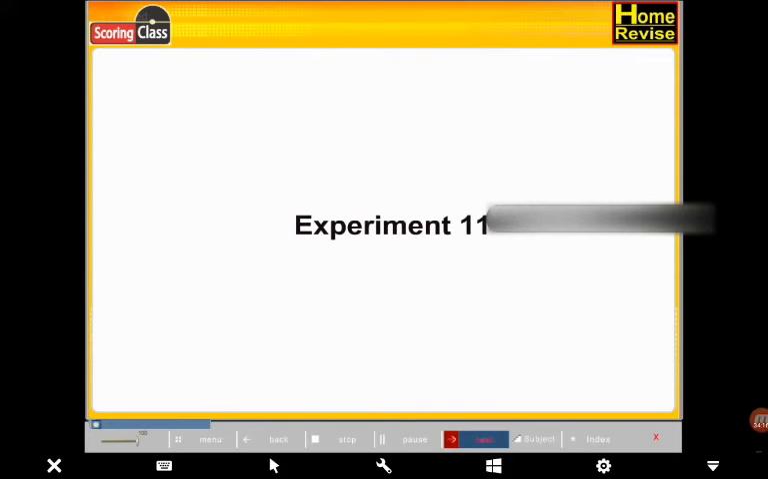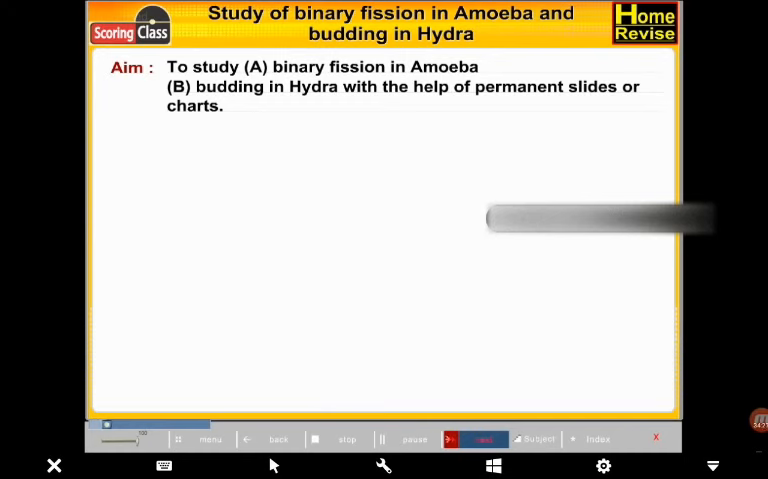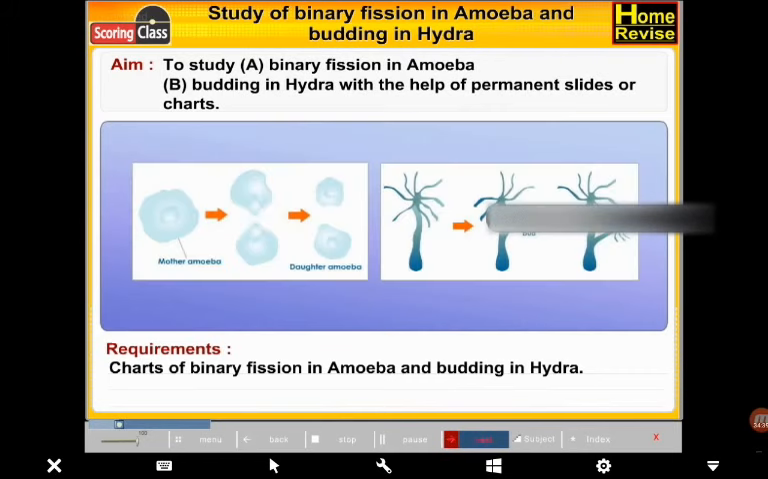Experiment 11. Study of binary fission in amoeba and budding in hydra. Aim: to study A. Binary fission in amoeba, B. Budding in hydra with the help of permanent slides or charts. Requirements: charts of binary fission in amoeba and budding in hydra.